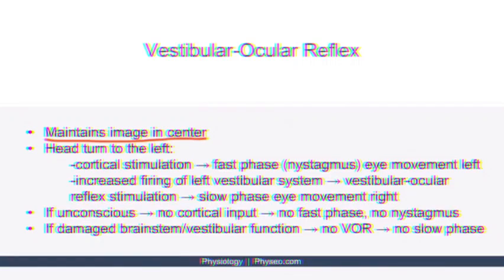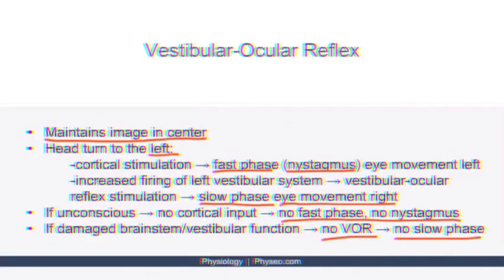And to remember that when the head turns to the left, then the cortex will be stimulated and the eyes will move in the same direction. And this is the fast phase, and associate that with nystagmus. And also the head turning to the left would cause the slow phase to move the eyes to the right. And if a patient's unconscious, that means there's no cortical input, so there's no fast phase or nystagmus. And if there's brainstem damage, there's going to be no vestibular ocular reflex, so there will be no slow phase. And that concludes this section.